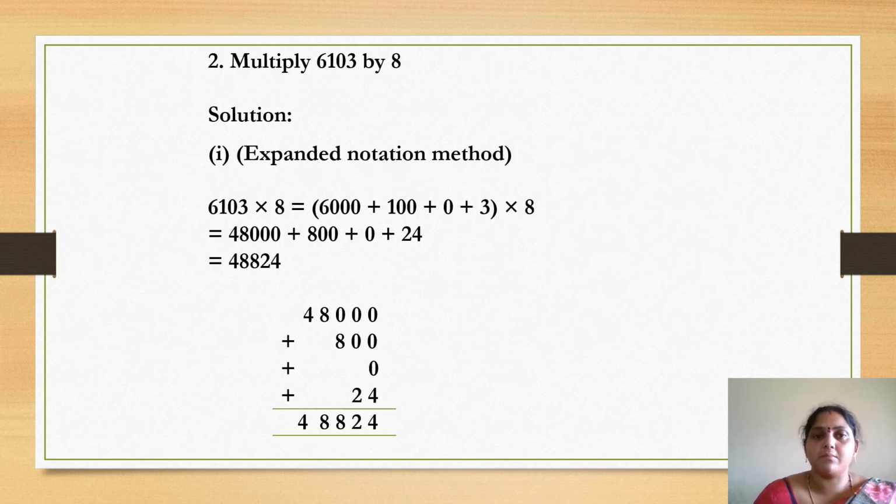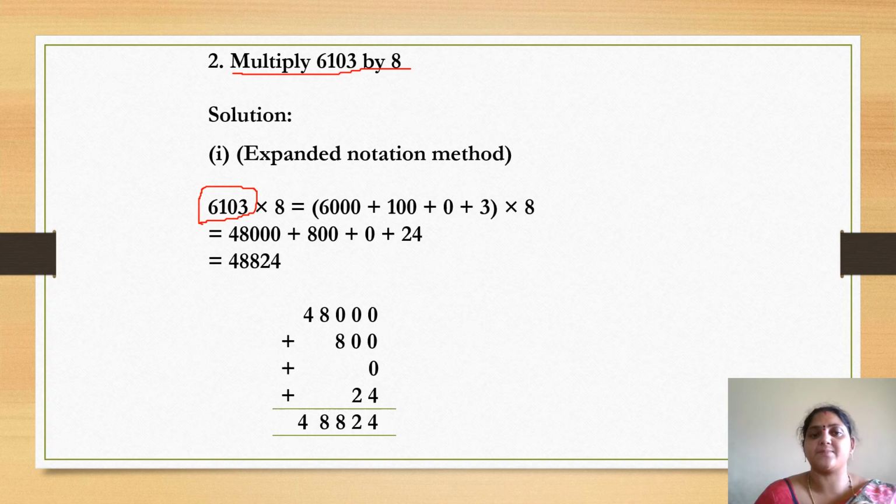Now we will see multiplying a number with a single digit number once again. Multiplying a number by a single digit. Now here I have taken a 4 digit number. Thousands, hundreds, tens and ones. Now what I have to do? I have to expand my larger number. What is my larger number here? It is 6103. Now I have to expand it.